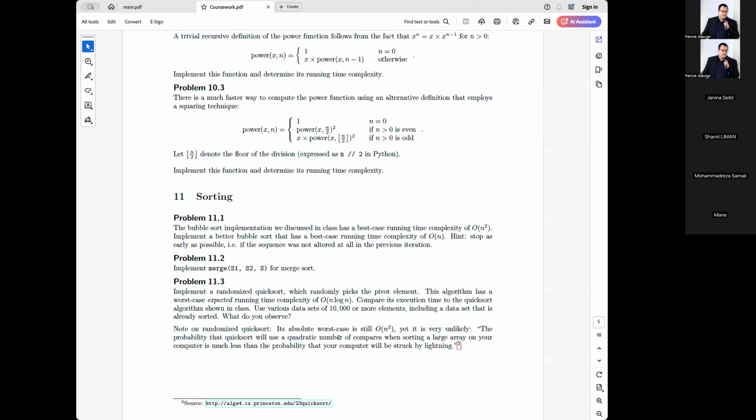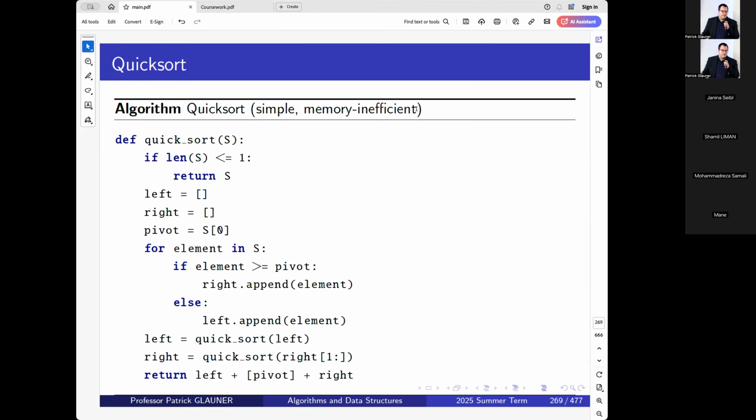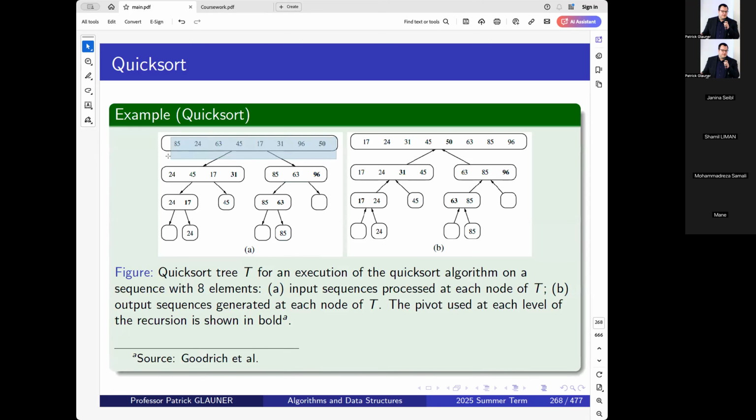And that's why there's another coursework problem, 11.3, in which you have a different task. You're tasked with implementing a randomized quicksort. A randomized quicksort would not pick the left or the rightmost element, but a random one. For example, the 24, the 31, but it's still O of n squared, because in the very worst case, your randomized quicksort would just pick the largest element, because maybe you have this data set and the randomized one picks the 96, and then you're still not performing well.